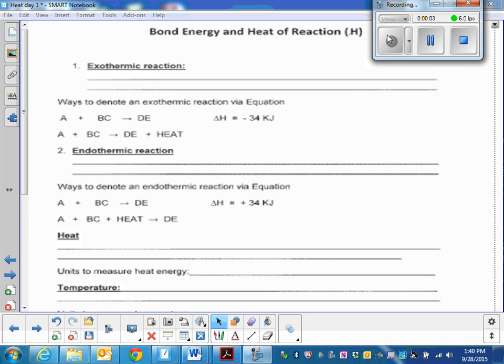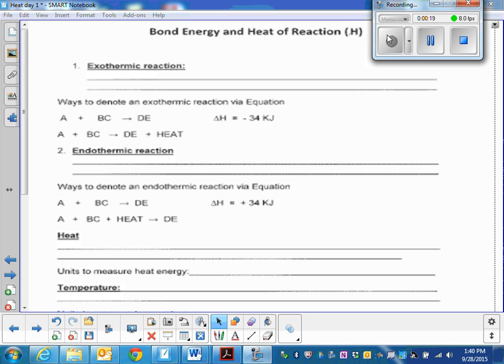Did we take notes at all in this class? We did. We did a lot of reaction. We were down to what? We were down to activation energy. No, we were at units to measure temperature.